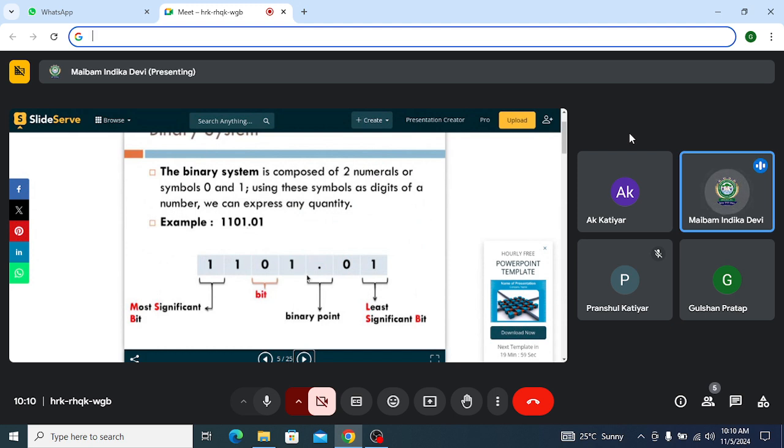1101.01. This point will be called a binary point because this number is a binary number. Similar to a decimal number, leftmost is the most significant, rightmost is the least significant, and each of these will be called a bit. The term bit is normally used as a convention when we are dealing with binary numbers. Understood? So this is about binary.